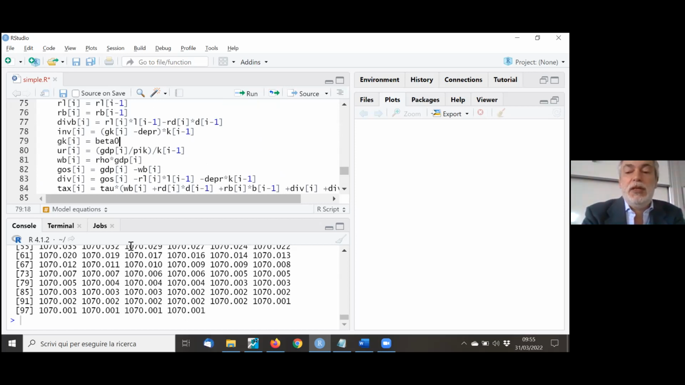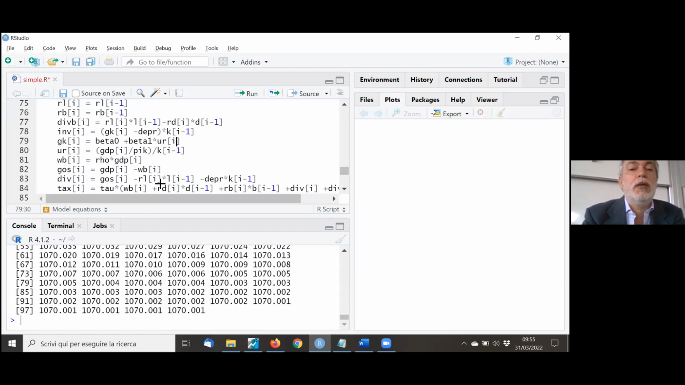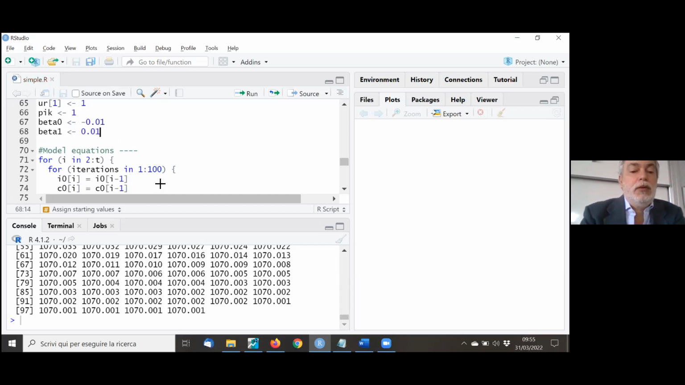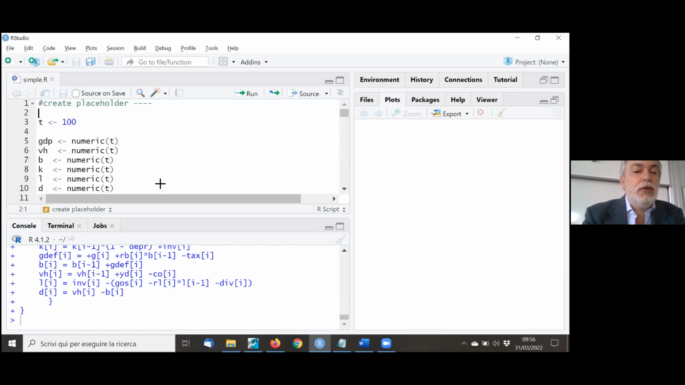And we had this beta 0 plus beta 1 times UR. And we need to provide values for beta 0 and beta 1. Okay, so hopefully this should give us the same outcome.